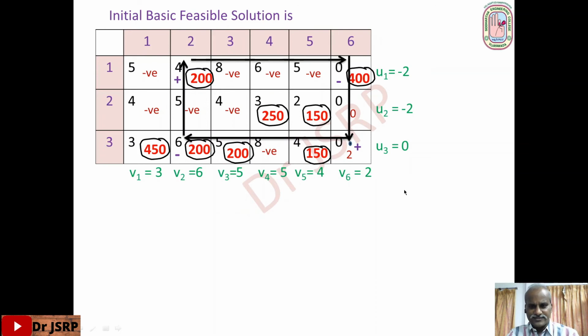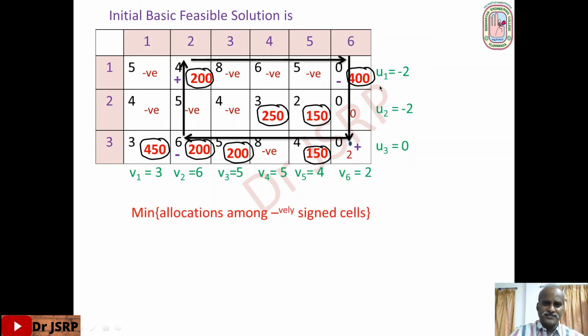Right. Now how do you find the leaving basic cell? We consider negatively signed cells in the loop. In this loop, we have two negatively signed cells. This is a negatively signed cell, this is a negatively signed cell, and these two are positively signed cells. Among the negatively signed cells, take the allocations and find the minimum value. Allocations means the number of units to be transported corresponding to that cell.